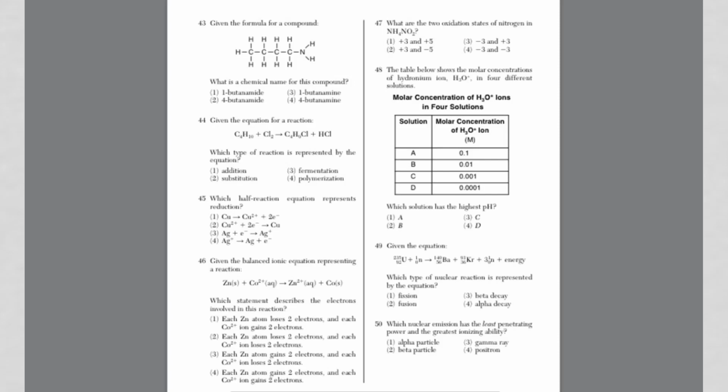Which nuclear emission has the least penetrating power but the most ionizing ability? That is going to be the alpha particle. And you might say, well, how do you know that? You just need to know it. It is a fact.